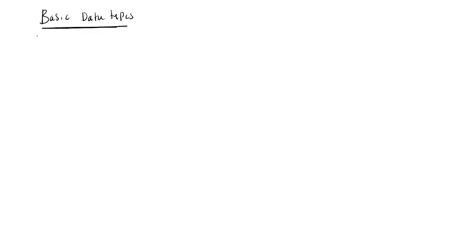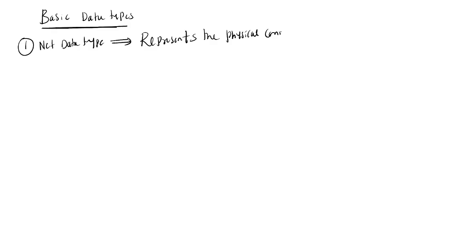In the basic data types, the first one is the net data type. This net data type basically represents only the physical connection. What is the physical connection? This is the physical connection.